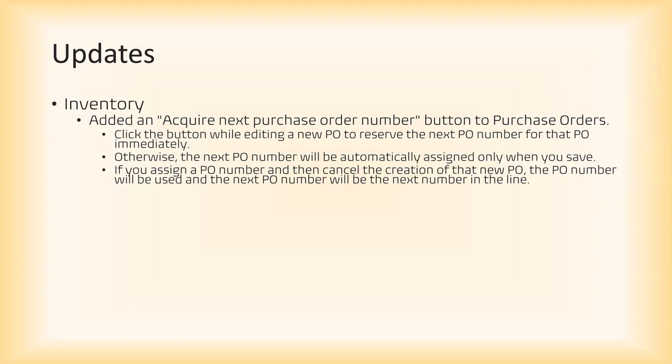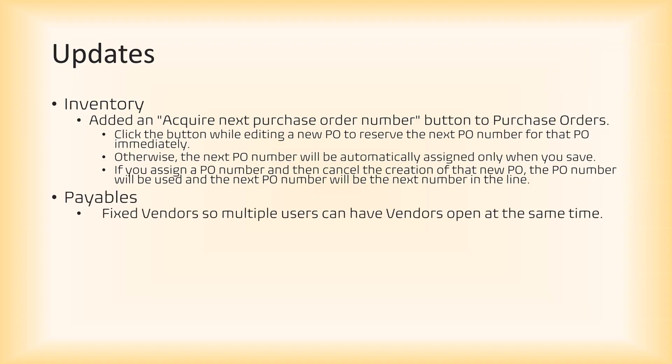Now, if you assign one and then cancel the creation of that new one, that PO number will be used. So the next time you create a new purchase order, it will be the next number in line. That purchase order number then will just disappear. So just be aware of that.